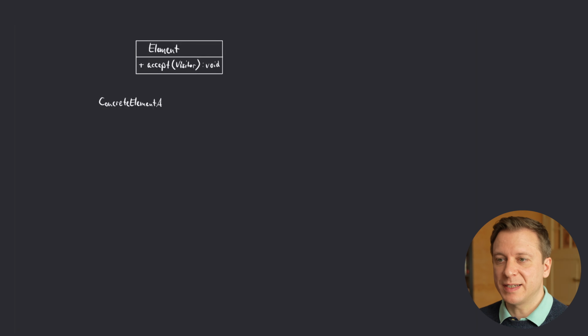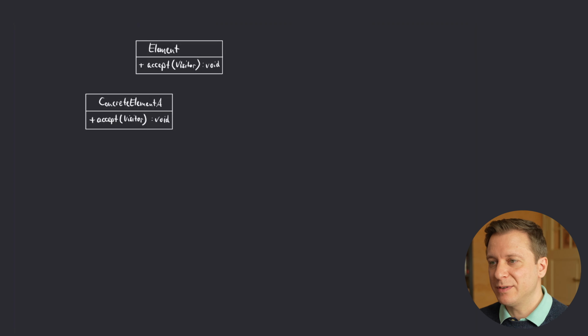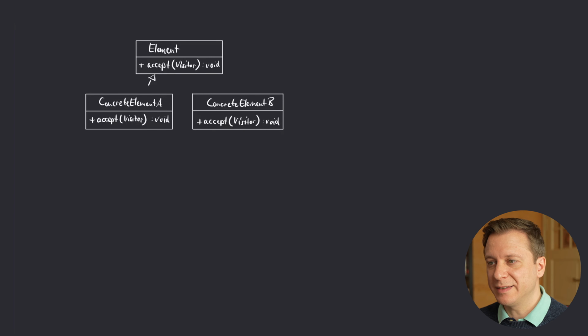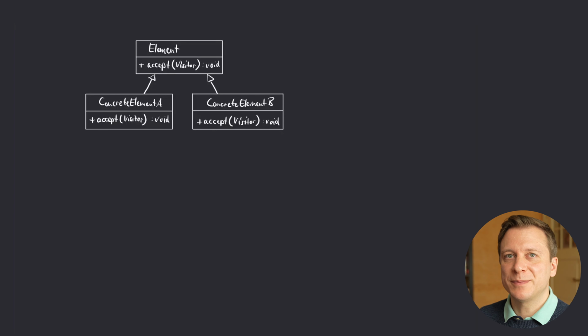This in turn brings us to implement the accept method, accepting a visitor without returning anything, hence void. As we can have many more concrete elements, for this example we will create ourselves another concrete element B, implementing the element interface, and in turn implement the accept method, accepting a visitor without returning anything, void. Regarding the element structure, that's already it.